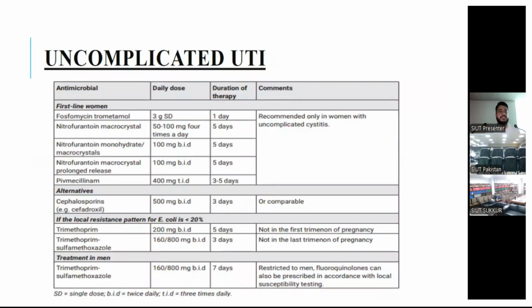Treatment of uncomplicated UTI. In women, first line antimicrobials are usually fosfomycin and nitrofurantoin. Fosfomycin is usually given as a 3 gram single dose, and nitrofurantoin 50 to 100 mg, usually twice daily for 5 days. An alternative to these antibiotics are cephalosporins, 500 mg twice daily for 3 days. If the local resistance pattern for E. coli is less than 20%, then trimethoprim sulfamethoxazole can also be used.